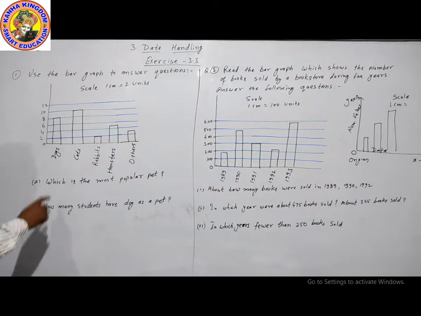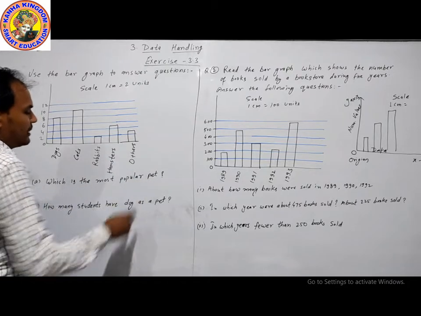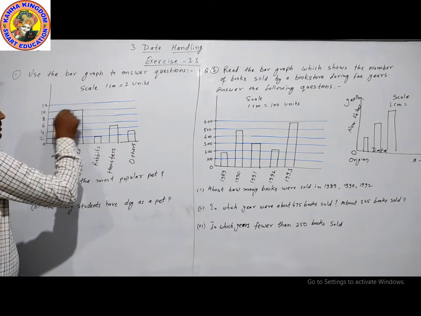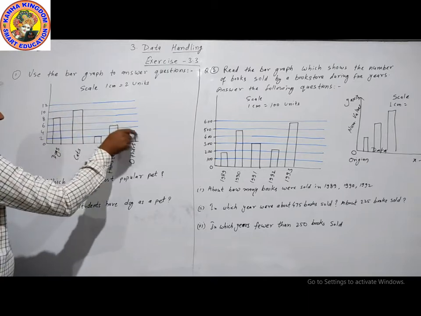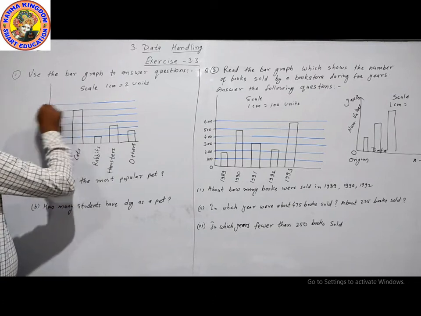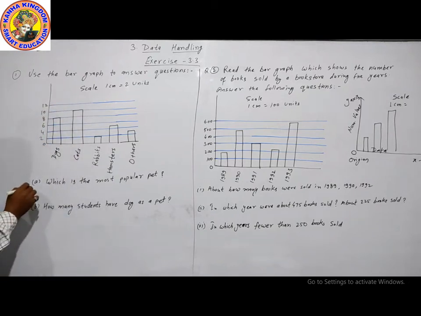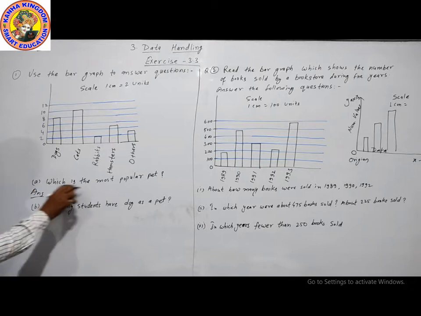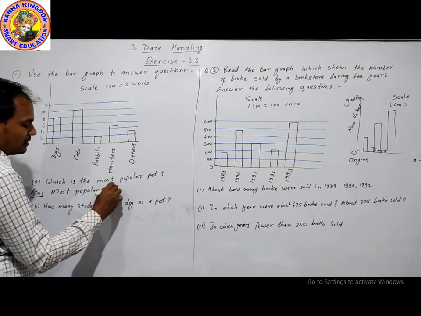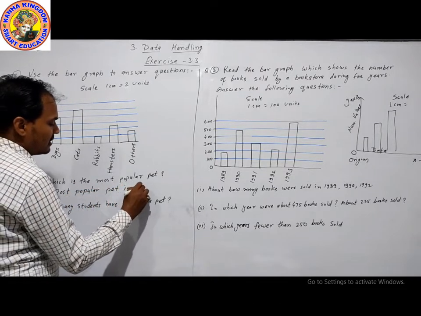Now question number first. Which is the most popular pet? So many people are using the pet of cat. These are the largest buildings. In this bar graph, the largest building is cat, having 10. Answer: the most popular pet is cat.